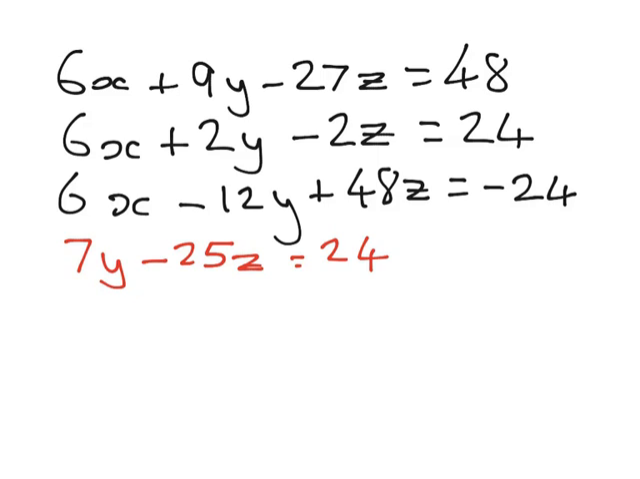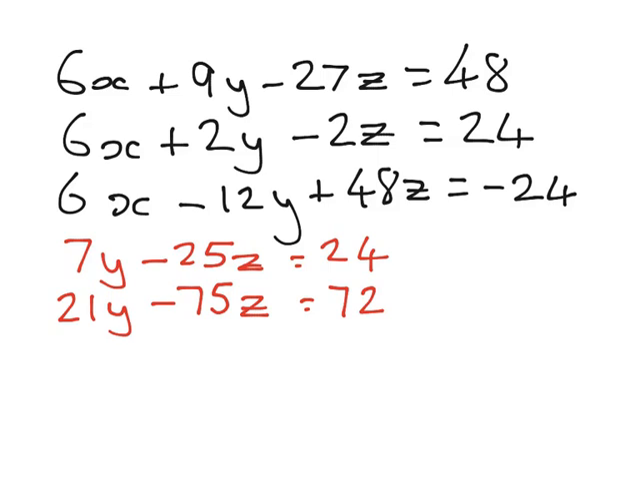And now I'm going to do the first equation take away the last equation. It really doesn't matter which pairs you take. So 6x take away 6x is nothing. 9y minus 12y is 21y. And then minus 27z minus 48z is minus 75z. And 48 minus 24 is 72.